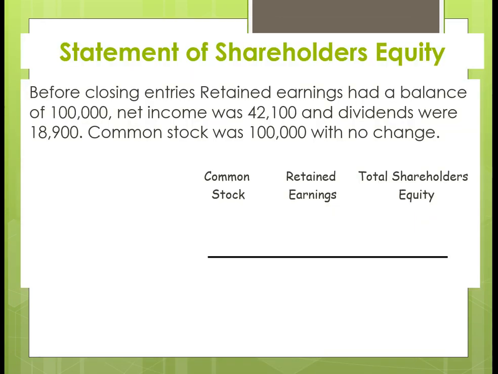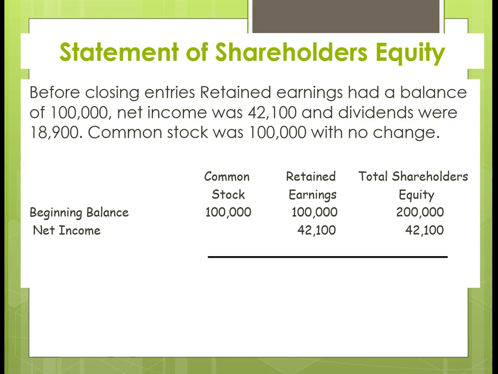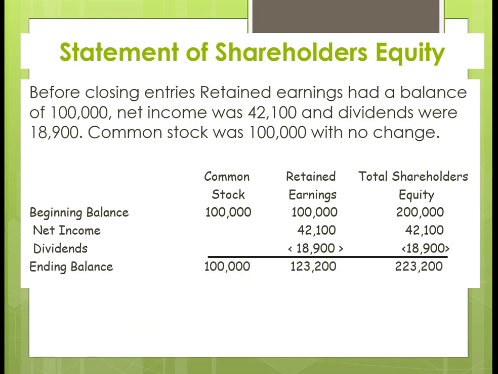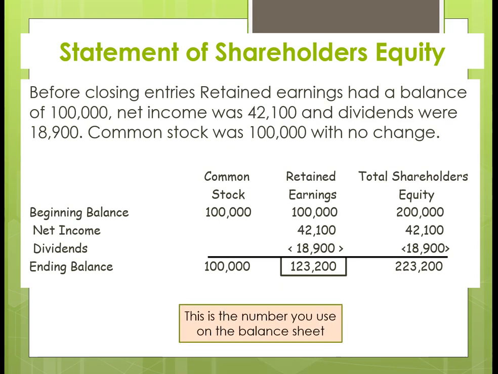Now this is what that statement would look like. We would start with our beginning balances. Then we would put in our net income, which affects retained earnings. And then we would do our dividends. And that gives us our ending balance. And remember, this is always the balance you're going to use when you do the balance sheet, or it won't balance.